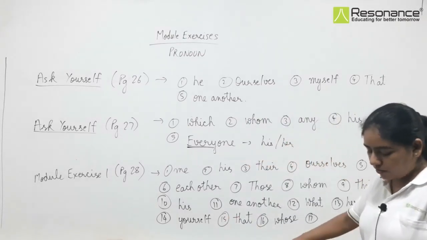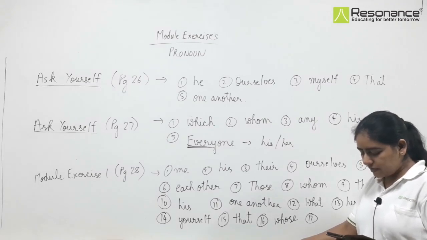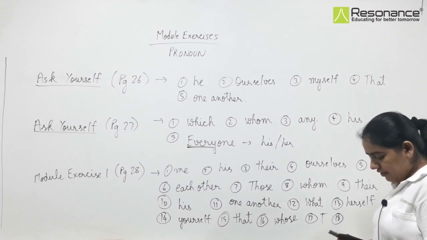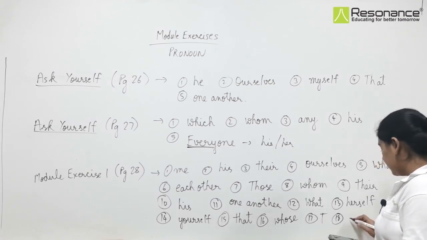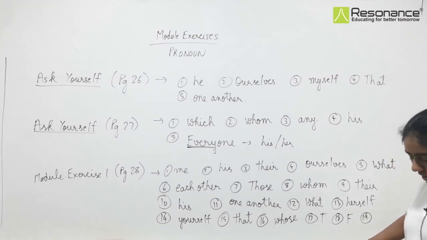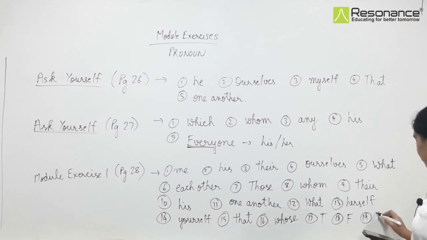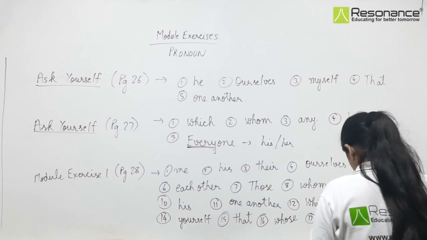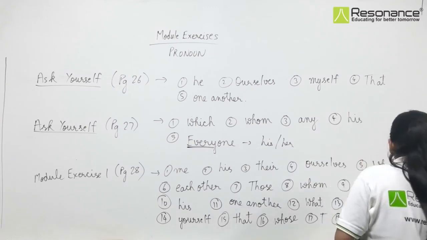Now you have to tell the true or false. Personal pronouns are used for persons. It is true. Then question number 18. He, she, it and they are first person pronouns. It is false. They are third person pronouns. Interrogative pronouns are used to ask questions. This is true. Then question number 20. Emphatic pronouns act as object to the verbs. So here, question number 20, again, this is false.